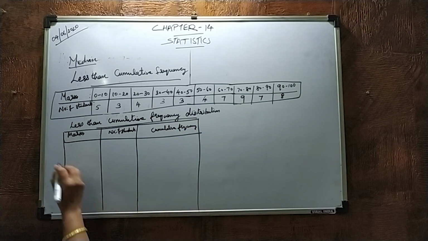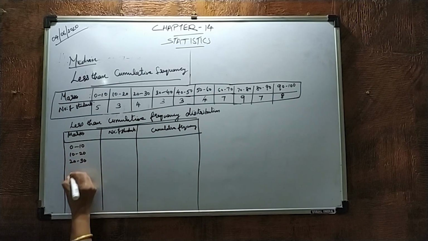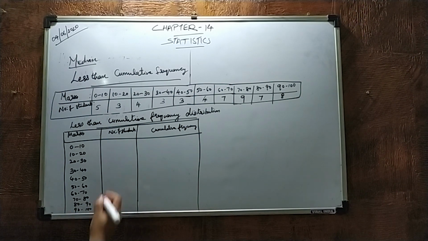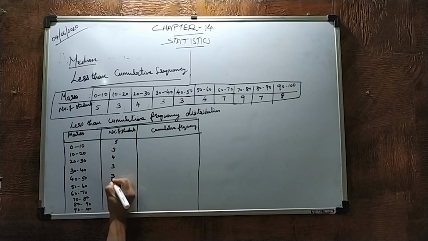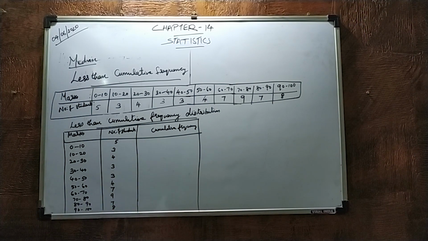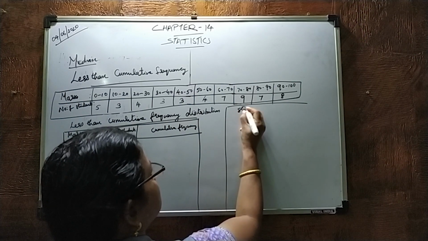Let's start with the marks: 0 to 10, 10 to 20, 20 to 30, 30 to 40, 40 to 50, 50 to 60, 60 to 70, 70 to 80, 80 to 90, and 90 to 100. And here the frequencies are 5, 3, 4, 3, 3, 4, 7, 9, 7, 8. Now we have to find the cumulative frequency. Here I will write the steps.